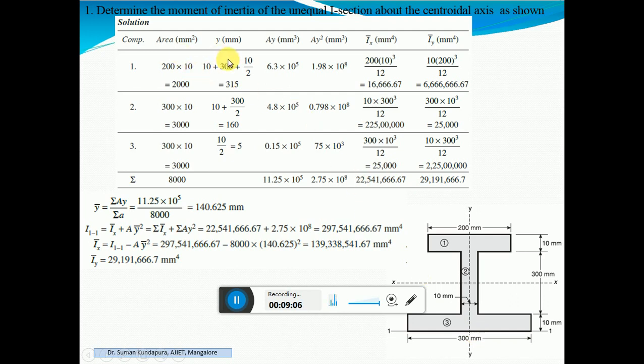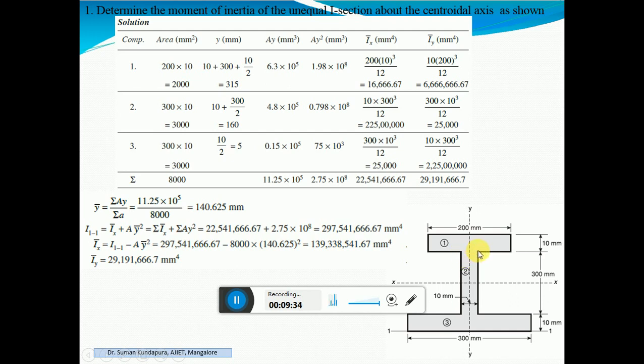Next you multiply A into y, this into this here, Ay into again y, Ay squared. Then find out Ix bar for the rectangle, bd cube by 12, 210 cube by 12, and db cube by 12. Find out what it is. You got Ix bar and Iy bar for this particular rectangle. Next move on to the next figure.